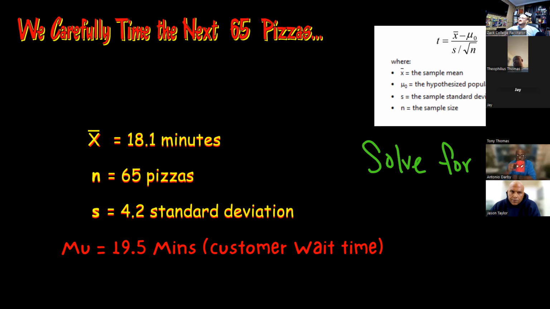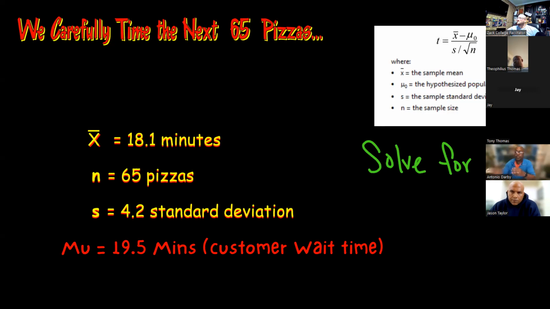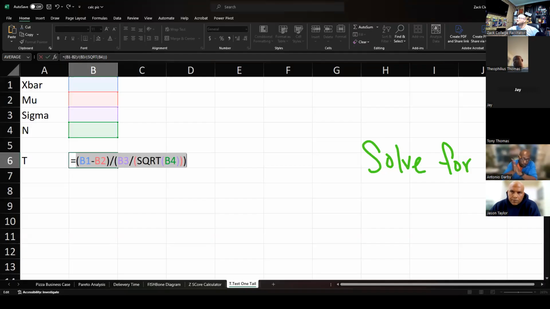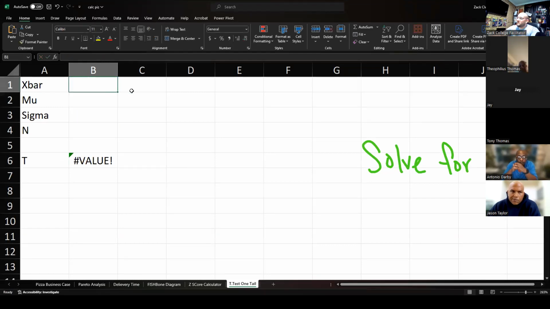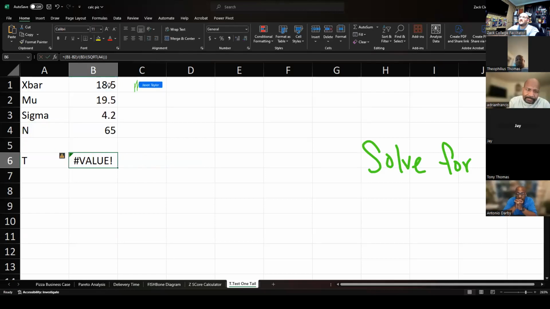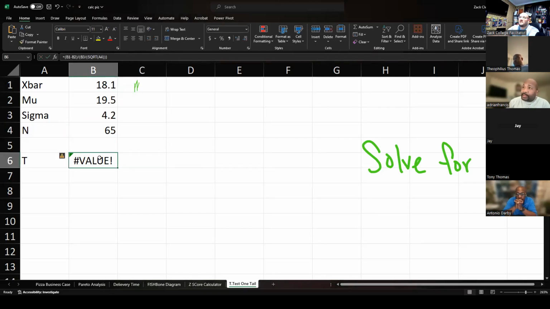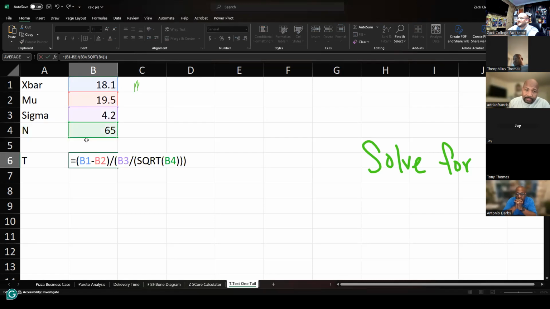So when we solve for t, right? Let me get this here. We have 18.5, 19.5, 4.2, 65. Is that right? I think it was 18.1. Yeah. 18.1. Yes. My bad. Thank you. There we go.